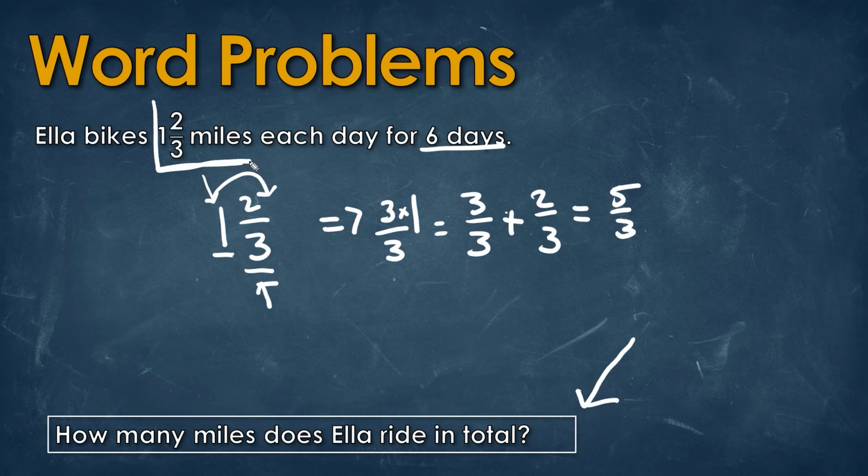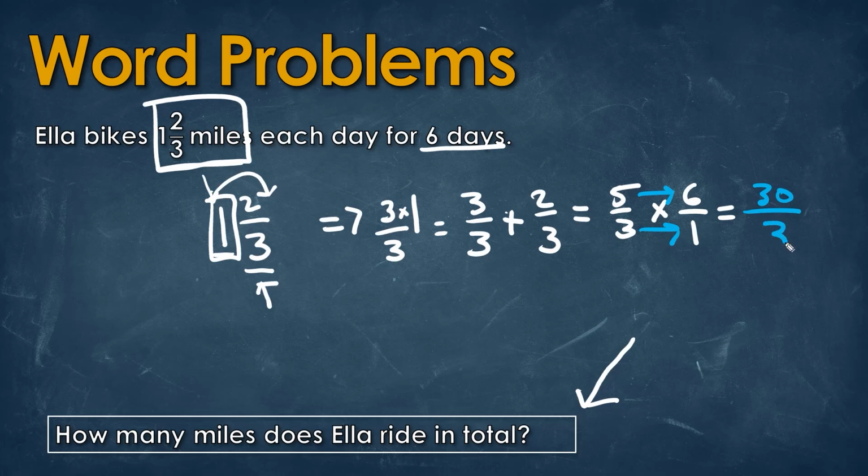Now that we've converted this number into an improper fraction, meaning it doesn't have any whole number out in front, we then can multiply it by 6 for our 6 days of riding. We put a number 1 at the bottom. We multiply straight across. So 5 times 6 would give us 30 over 3 times 1, which will give us 3. And again, we can simplify this.